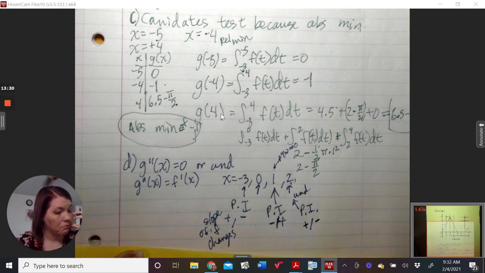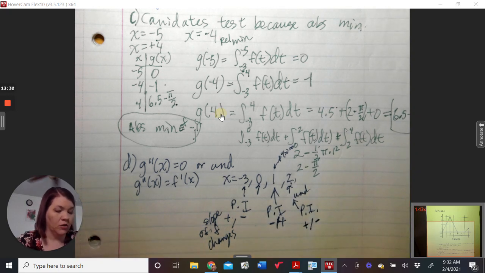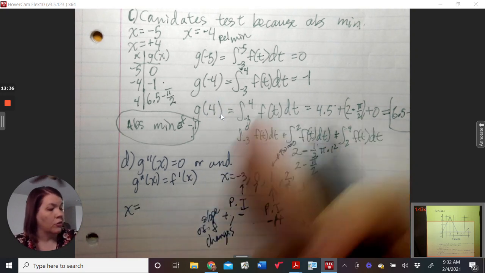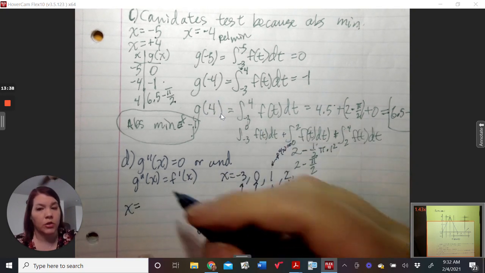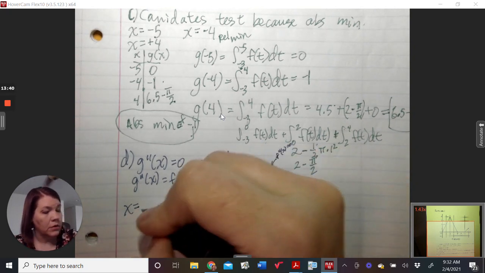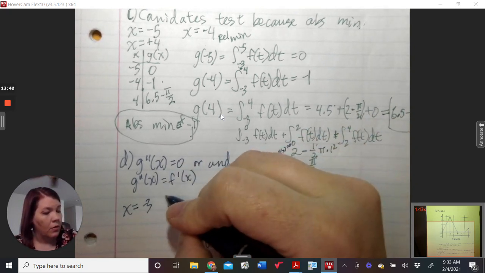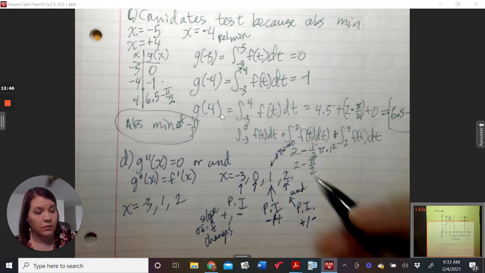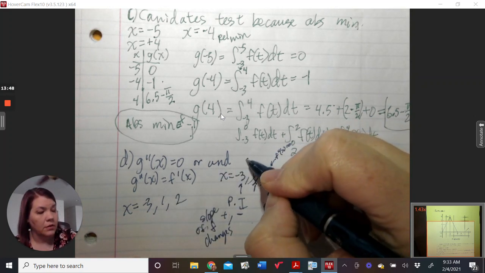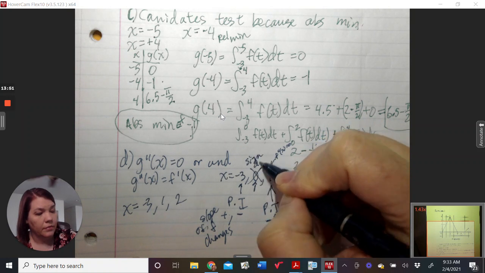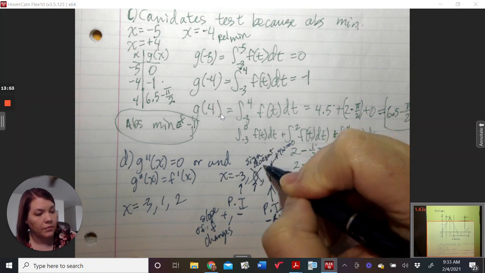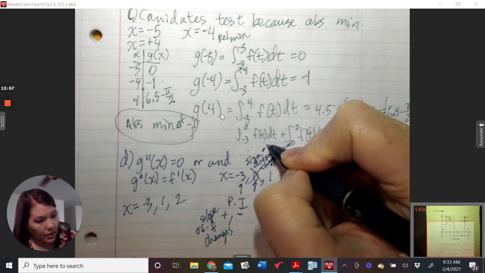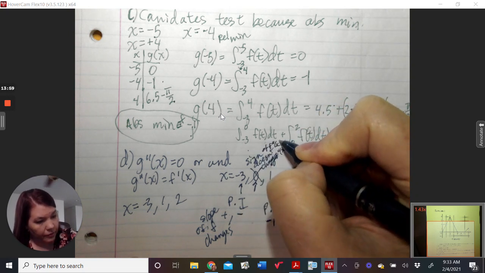And that's it. I just want to know the values. So x equals, and our justification would be, because those are the ones where it changes, x equals -3, 1, and 2. 0 is not. Sign of f double prime does not change. Okay, there you go.